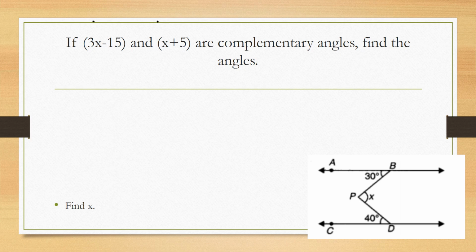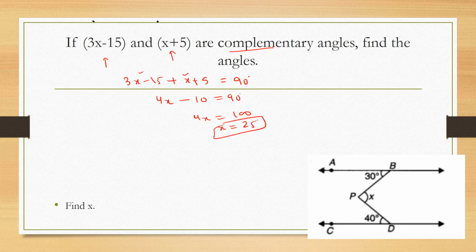Okay, so what is given here? That these two angles are complementary. You know, when complementary angles are given to us, that means the pair will form a sum of 90 degrees. Whereas if they were supplementary, then the sum would be 180 degrees, right? So just add them up. This is the simple one. These two will form 90 degrees. 3x and x, 4x, minus 15 plus 5, minus 10. So 4x will be 90 plus 10, 100, and x is 25 degrees.